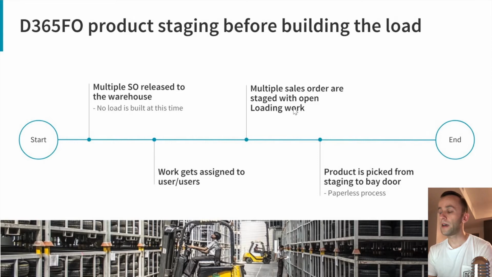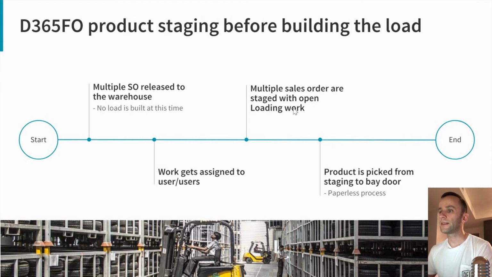So in my demo, I'm gonna have two sales orders, just for simplicity. They will get staged. Once they're staged, we're gonna do the picking from stage to the loading based on the loads that we're gonna build after the product is staged. So the trick here is that the load is built after the fact the product is staged.